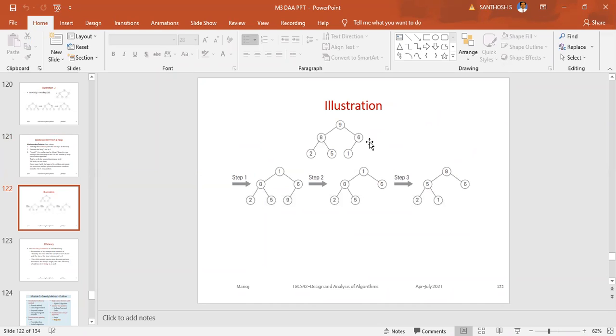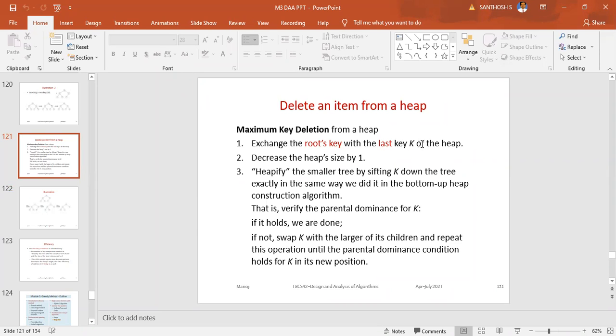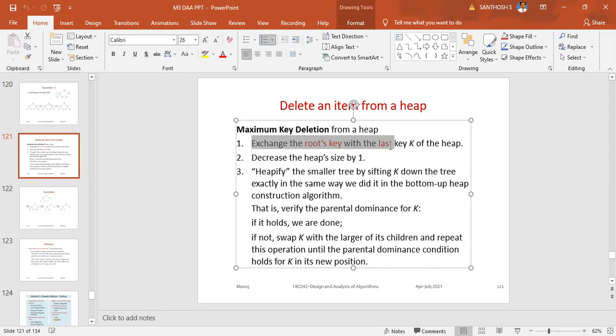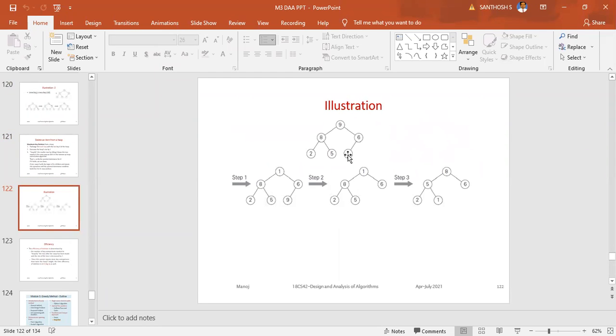So this is the illustration. This is the tree we have taken: 9, 8, 6, 2, 5, 1. So come for step 1. At this tree, which is the node to be deleted? For the tree, exchange the root key with the last key of the heap. Which is the root key? Understand here, exchange the root key with the last key of the heap. The last key is 1, the root key is 9. So exchange them. 1 goes there, 9 comes here. Remaining everything is the same.